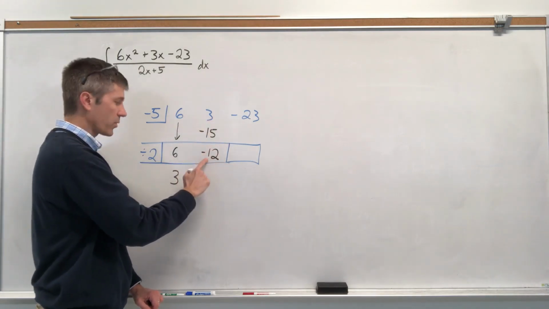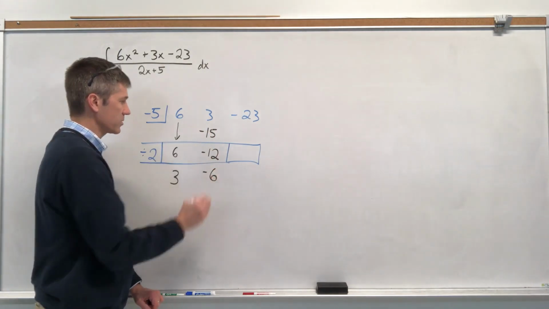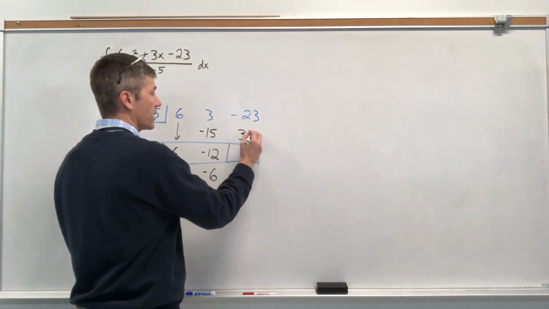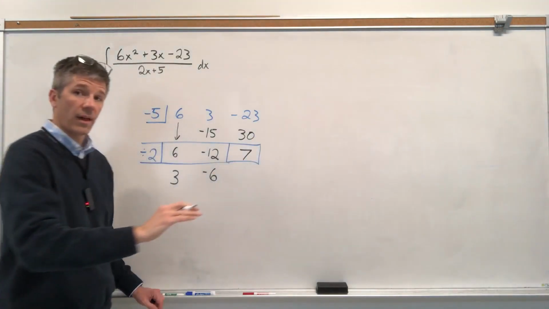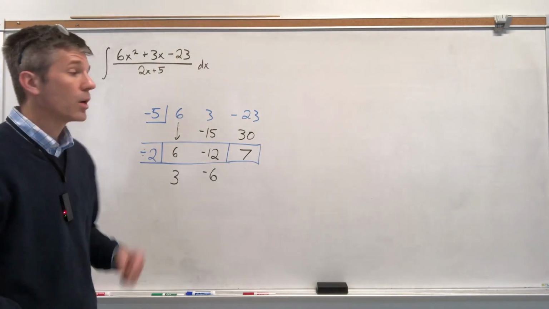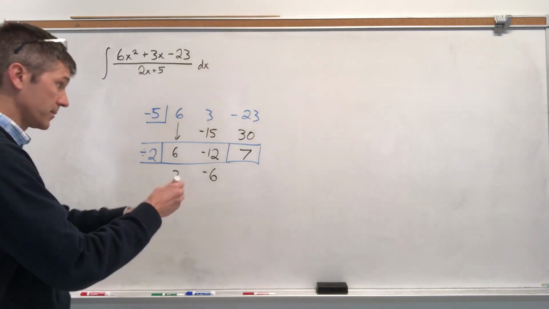And let's go a little further. Divide by 2, -6. -5 times -6 is positive 30, and 7 is the last value. Don't divide that one. Once you get to here, you're done. Integrated, we have divided.